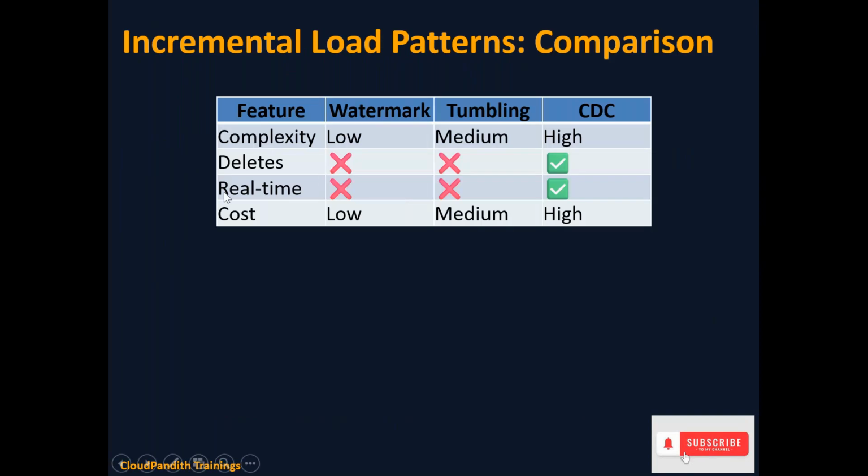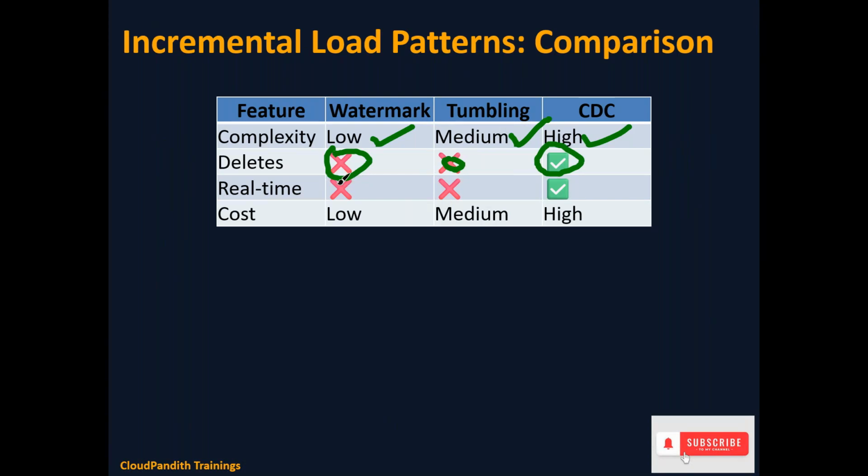Now let's compare all of these: Watermark, tumbling, and CDC design patterns. If you compare complexity-wise, Watermark is very low complexity, team. Tumbling window trigger is medium, and CDC is high complexity because it has to look at the transaction log. And delete operations cannot be performed in the Watermark or tumbling window, but in CDC, if some deletions happen on the source side, the same deletion can happen in the target.